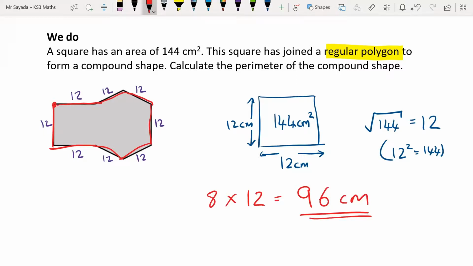And that's the perimeter of the shape. So you're now going to try an example fully by yourself. Before you do that, if you don't feel confident, go back in the video, watch the 2 examples that we've done already again, and then move on.